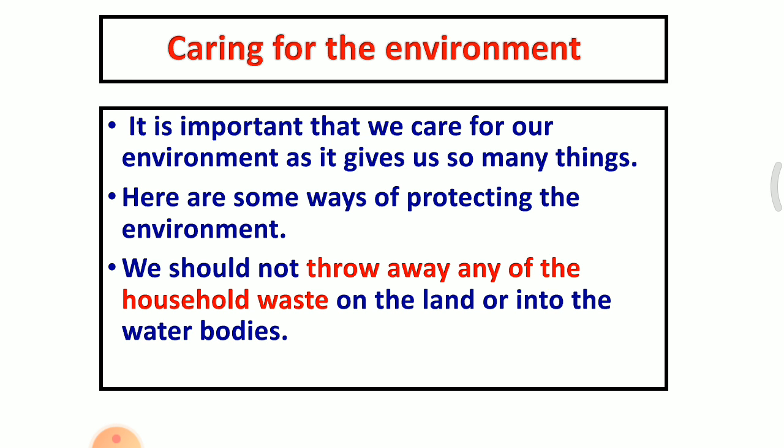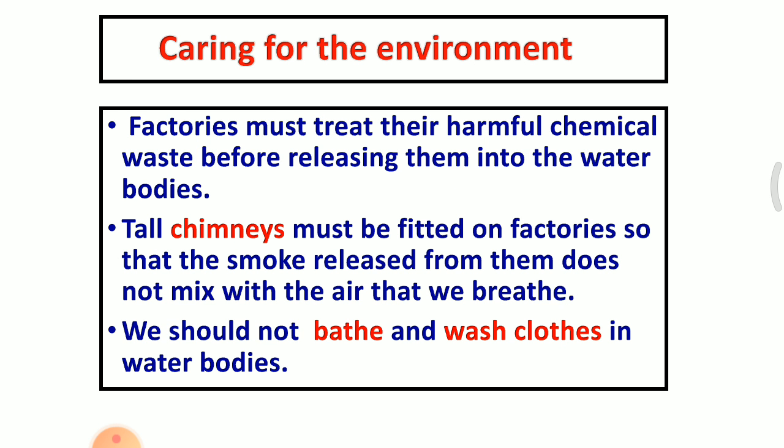First, we should not throw any household waste onto the land or into water bodies. The second one, factories must treat their harmful chemical waste before releasing it into the water bodies. Before releasing harmful chemicals into the water, land or air, the factories must check the harmful substances present in the chemicals.